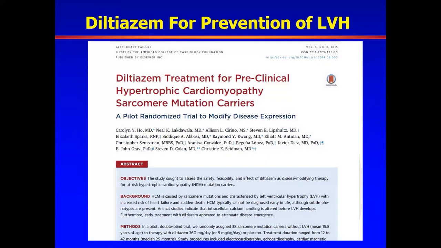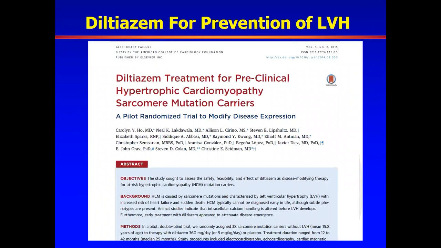Another trial looked at using diltiazem. This was 38 patients. These were carriers. And the thought was if they receive diltiazem, then the development of hypertrophy will not take place. So it included individuals in the younger age group from 12, and the duration of the treatment wasn't terribly long. Obviously, if you're going to take younger individuals, you would need to follow them a longer time to see whether hypertrophy develops or not. Long story short, diltiazem at 360 milligrams a day or 5 milligrams per kilo per day did not result in preventing hypertrophy development.